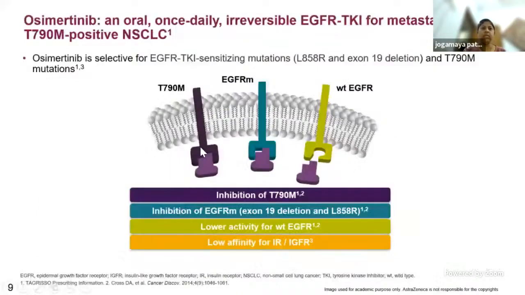So, osimertinib is a third generation oral irreversible EGFR TKI for metastatic T790M positive non-small cell lung cancer. It causes irreversible inhibition of the T790M mutation. It also inhibits other EGFR mutations like exon 19 deletion or the L858R point mutation. It has lower activity against wild type EGFR, so it mostly prevents the off-target side effects of EGFR TKIs. It also has lower affinity for other receptors which can cause EGFR TKI resistance, such as the insulin receptor or insulin-like growth factor receptor.